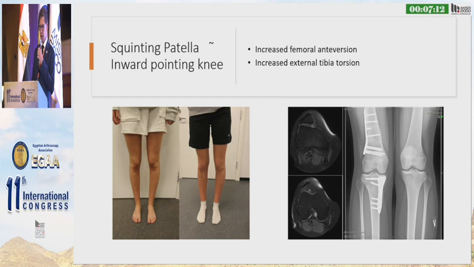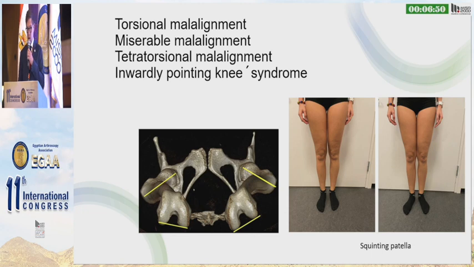Vicente mentioned that, squinting patella, inward pointing knee, and increased femoral anteversion and increased tibial external torsion. And this woman here, she had some degree of trochlear dysplasia. However, I only did rotational osteotomies and she performed very good. You also call this torsional malalignment or miserable malalignment. And the thing is that these patients, they walk like a dog. We already saw that.